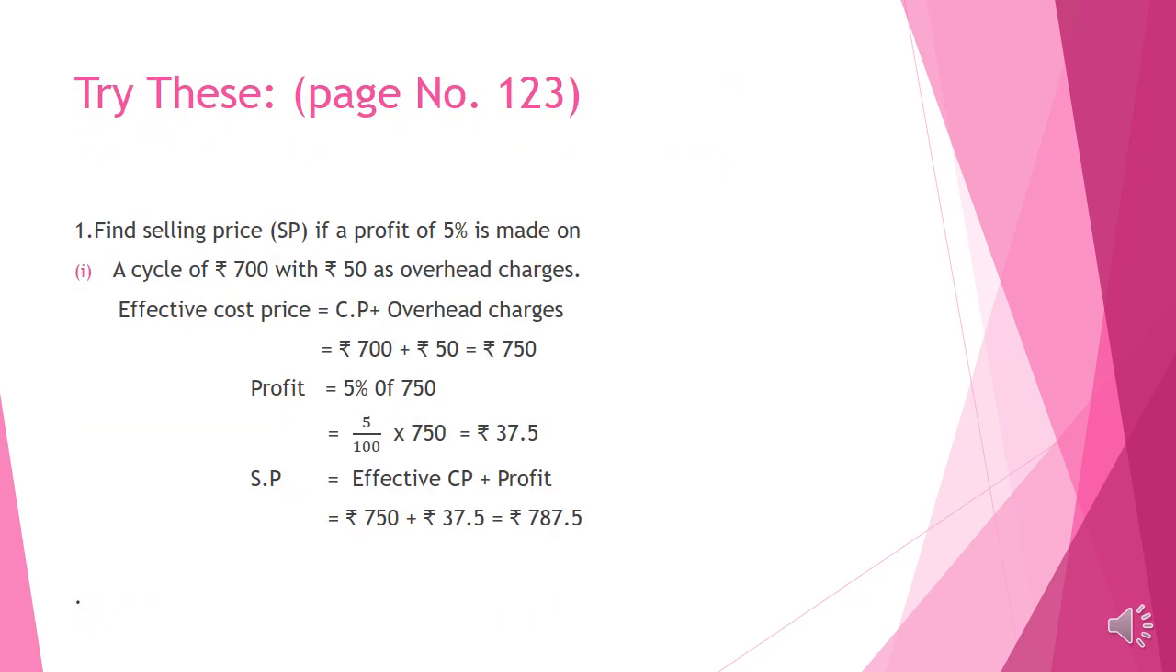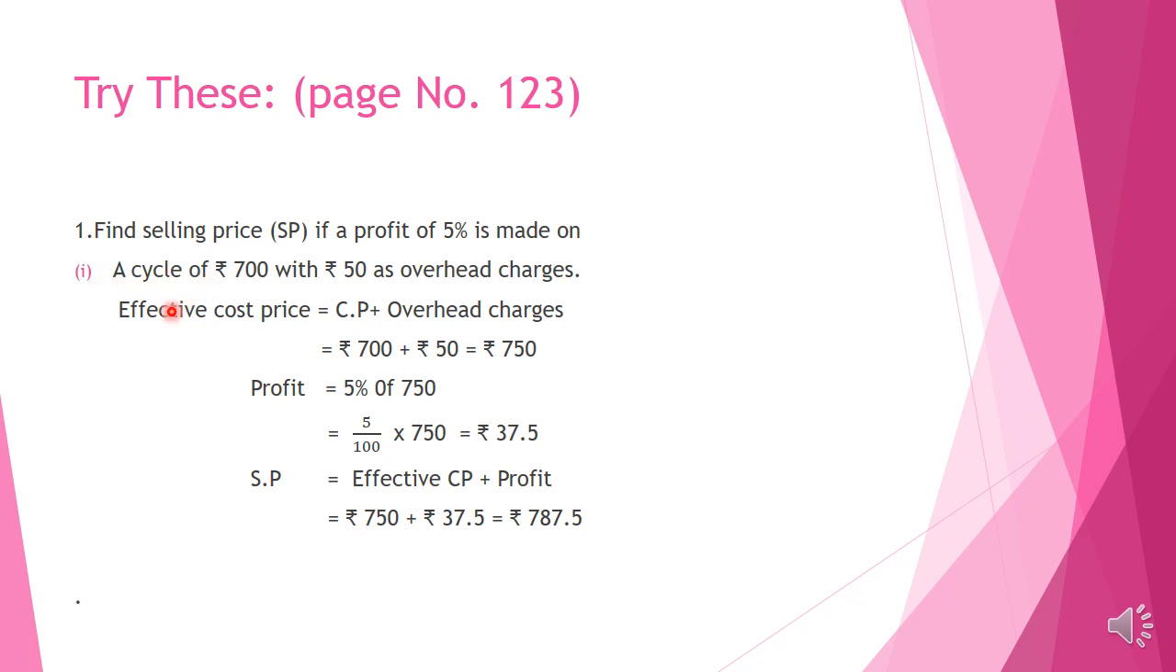Children, now let us try these questions from page number 123. First one, find the selling price. If a profit of 5% is made on a cycle of rupees 700 with rupees 50 as overhead charges. In this question we have 3 sub-questions, A, B, C, and I have taken question A. Okay children, the other 2 you can do in the same way.